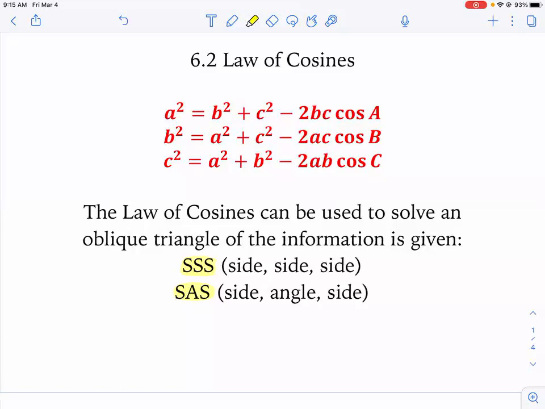So if we know side, side, side, we can plug all 3 sides in here and solve for this angle. If we know side, angle, side, then we can plug in our 2 sides and that angle, which is always going to be across from our missing side, and solve for that side.